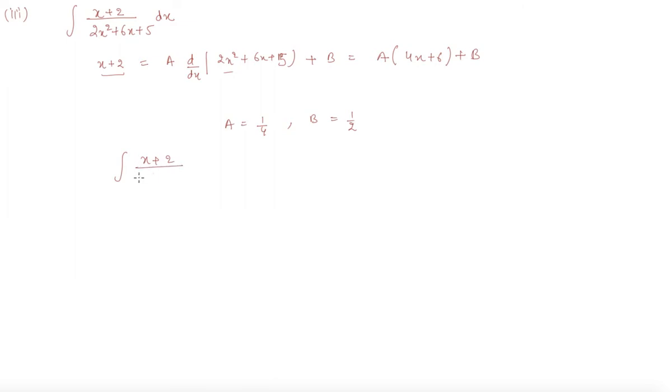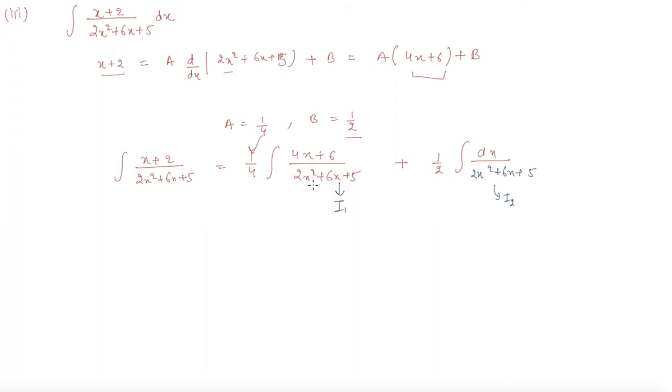Once we get the values of a and b, I'll put (x plus 2) upon (2x square plus 6x plus 5) equals 1 by 4 times (4x plus 6) over the expression that we get here, plus half times dx over 2x square plus 6x plus 5. Students, I will name this first integral I1 and this I2.